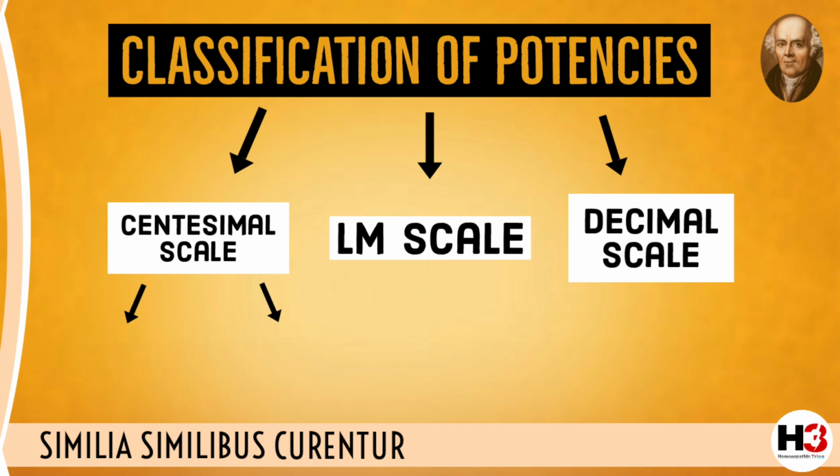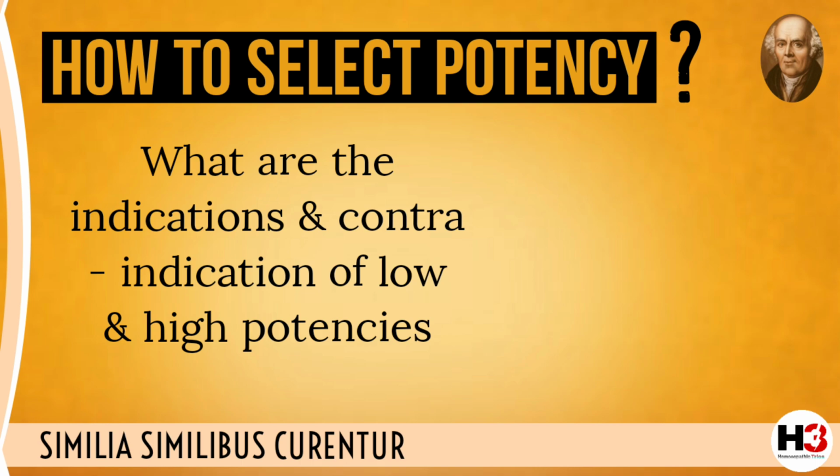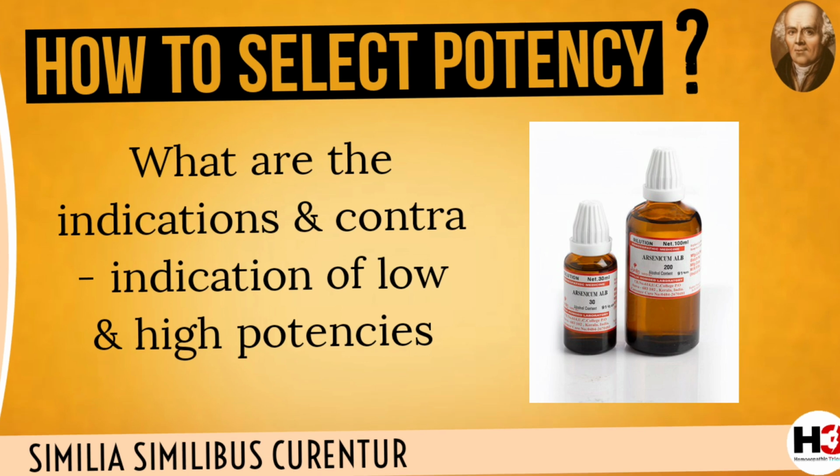So guys, centesimal potencies are basically divided into low and high potencies. Now low potencies include 3C, 6C, 30C and 200C, while the high potencies include 1M, 10M, 50M and CM potencies. Any indicated remedy can be prescribed in any of these above mentioned potencies. So here the main question which arises is how to select a potency, or what are the indications and contraindications for high potencies as well as for low potencies.